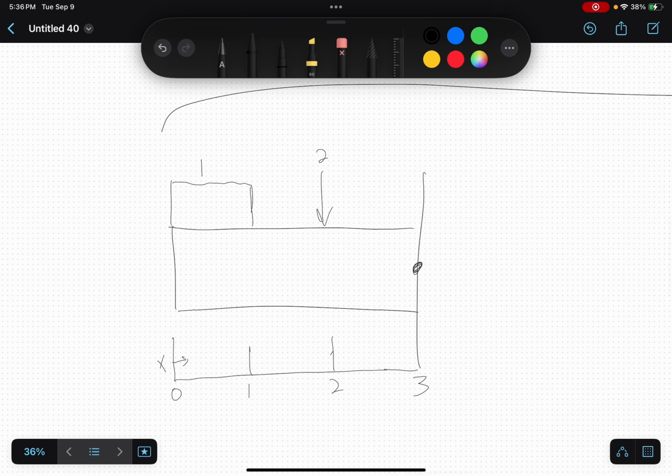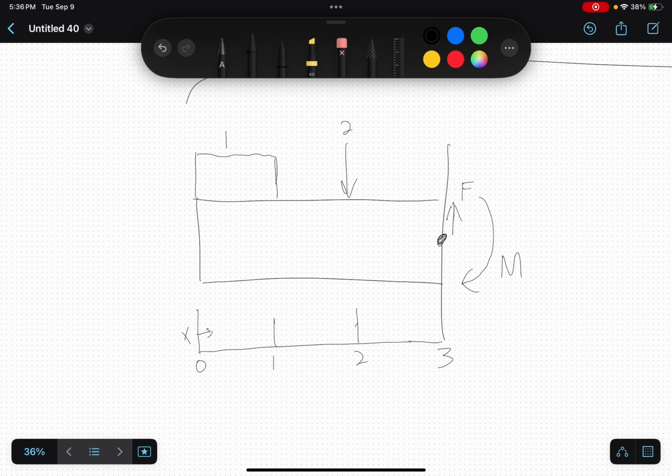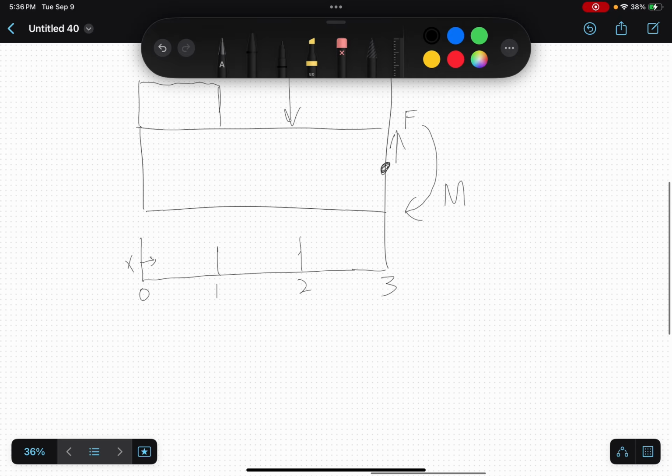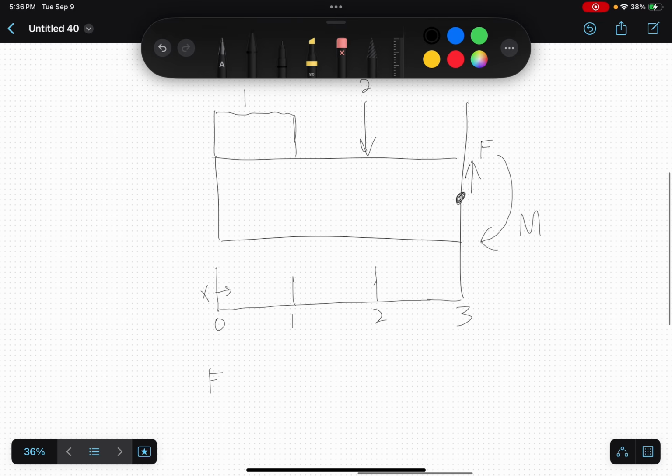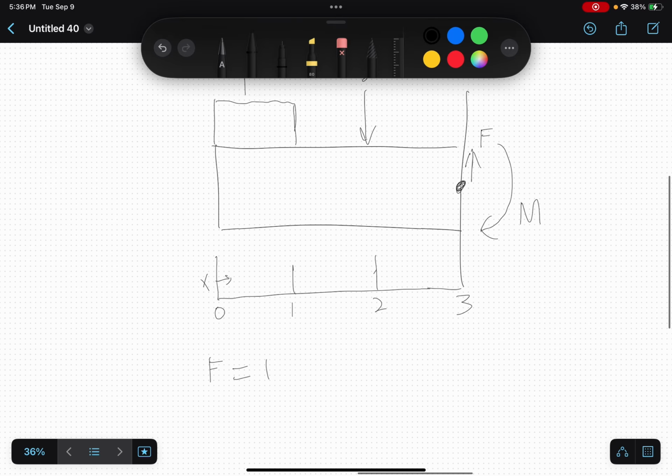This beam has a reaction force, I'll call it F, and a reaction moment. I'm drawing both of those such that the number is positive. Okay, so just very quickly, let's solve for F and M. So F, what would it be? It should just be 1 times 1 plus 2, so it should just equal 3.